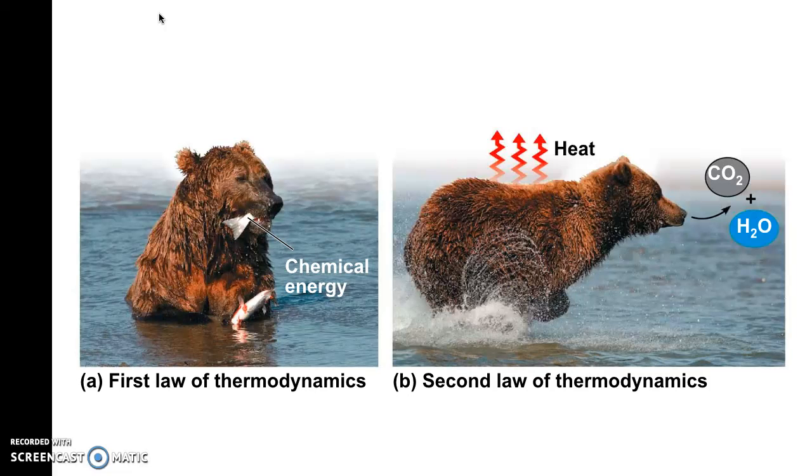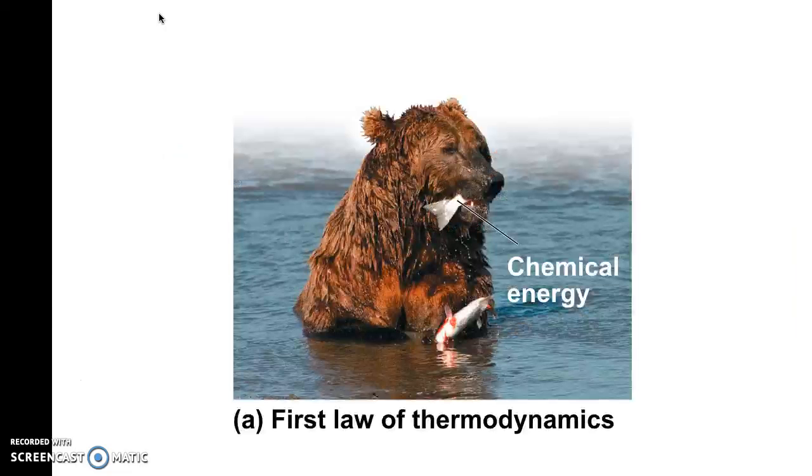So this is just a picture. We're gonna go over it in more detail. So here's a bear and they're pointing to the fish in its mouth as chemical energy. I think what they're saying is this is representing the first law. So when the bear eats the fish, it will get the energy from the fish and it'll go to help the bear live and prosper. But it's not creating energy or it's not being destroyed. It's just transferring from the fish to the bear.